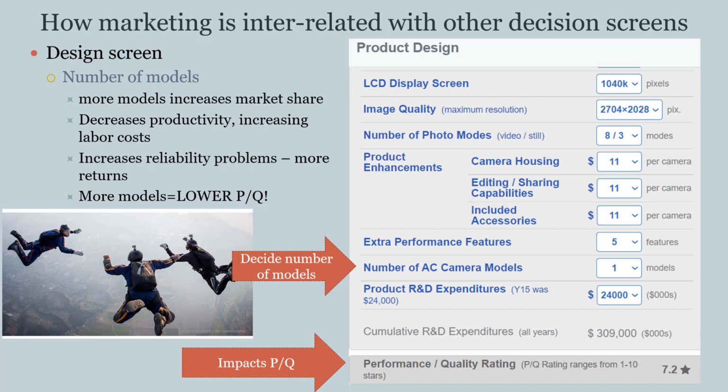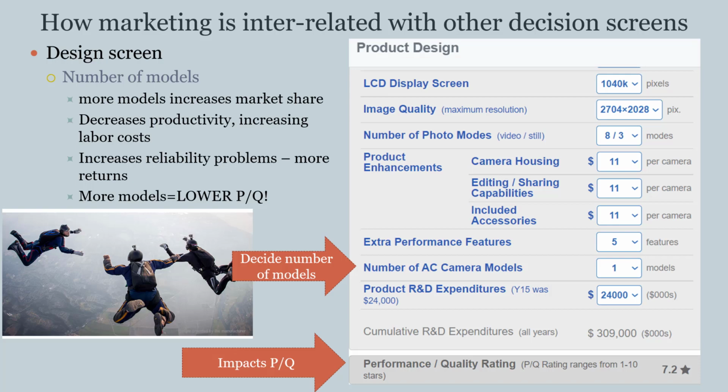Marketing is interrelated with other decision screens, and this is important. Every time you make a decision, there might be impacts elsewhere, and you need to understand that and manage that. Otherwise, you're going to lose the game. You might sell more items and have more market share, but your costs might increase so much you could actually lose profit.